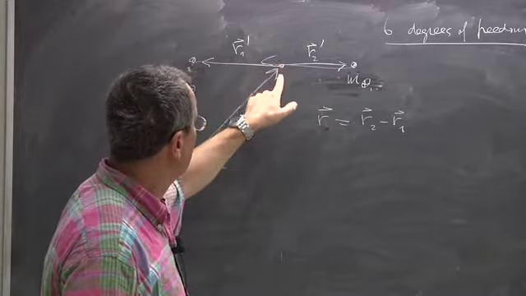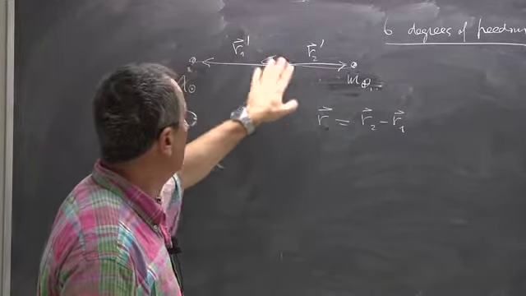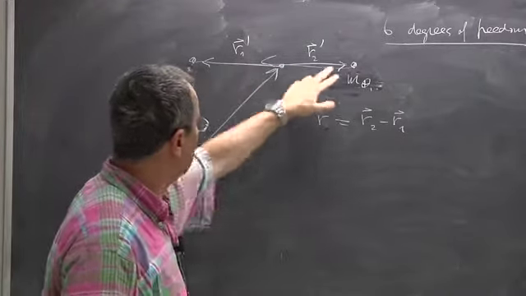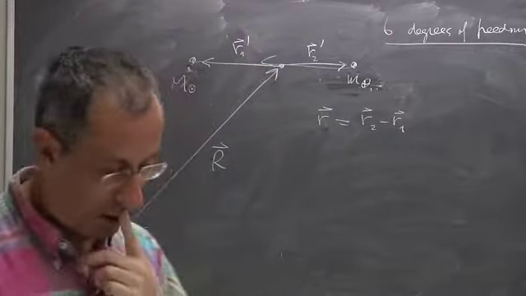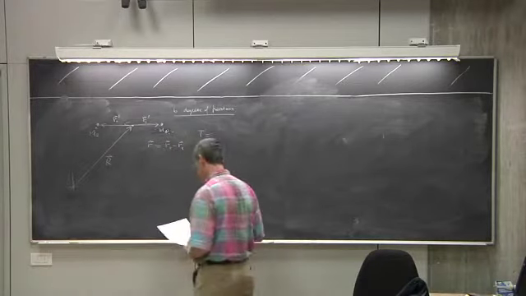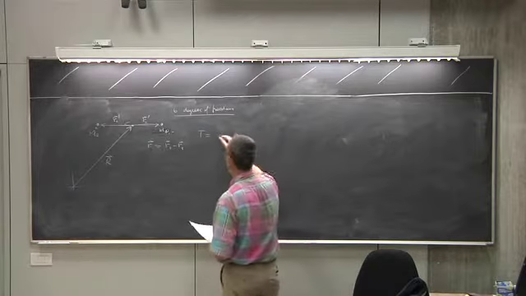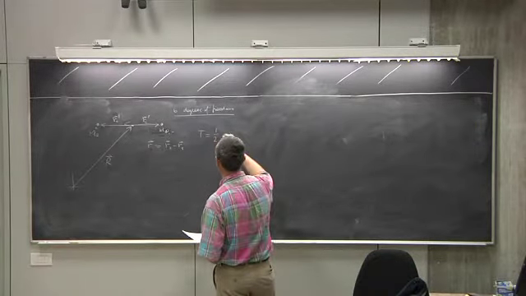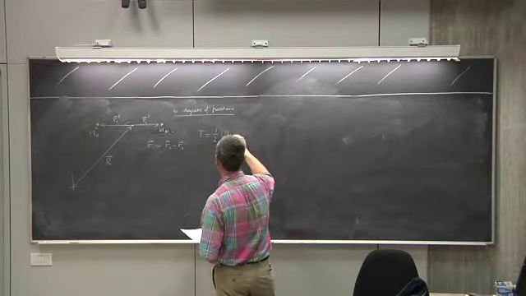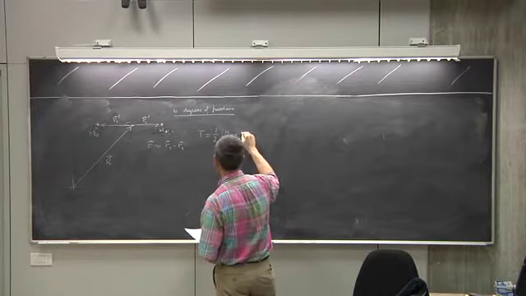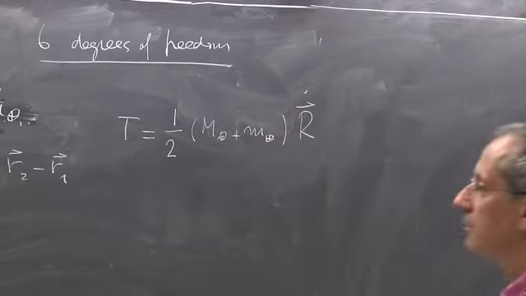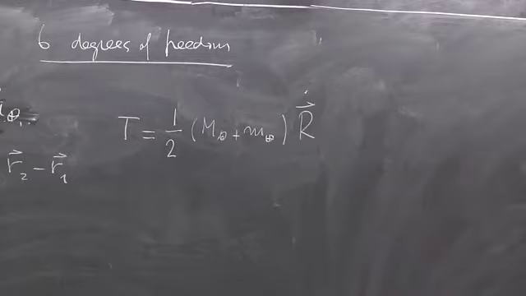And then just to make the picture nicer, I introduce these 2 vectors, the difference of which is the total distance between the 2. Okay, so I can write the kinetic energy of this system, and as I said, is the total mass, the Sun plus the Earth, R dot squared. So that's the kinetic energy of the center of the mass.